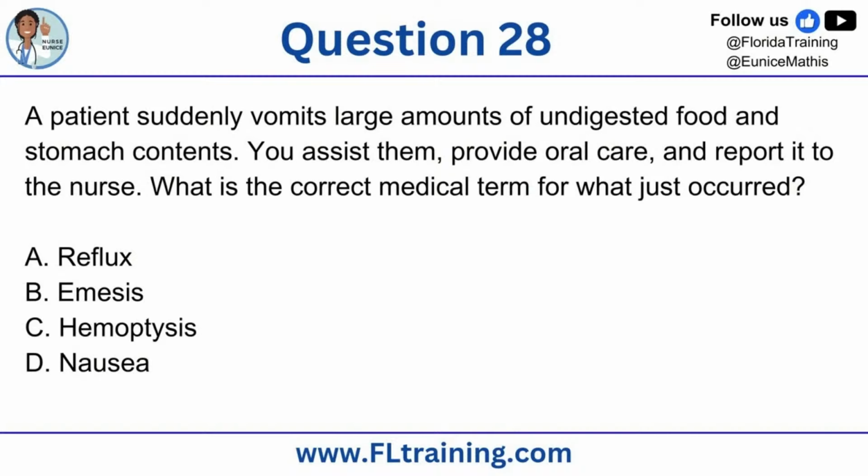Question 28. A patient suddenly vomits large amounts of undigested food and stomach contents. You assist them, provide oral care, and report it to the nurse. What is the correct medical term for what just occurred? Would it be reflux, emesis, hemoptysis, or nausea? And I just gave you this answer, so all of you need to get it right. All right, so they vomited a large amount of undigested food. And now you have to document in the chart. What word would you use?